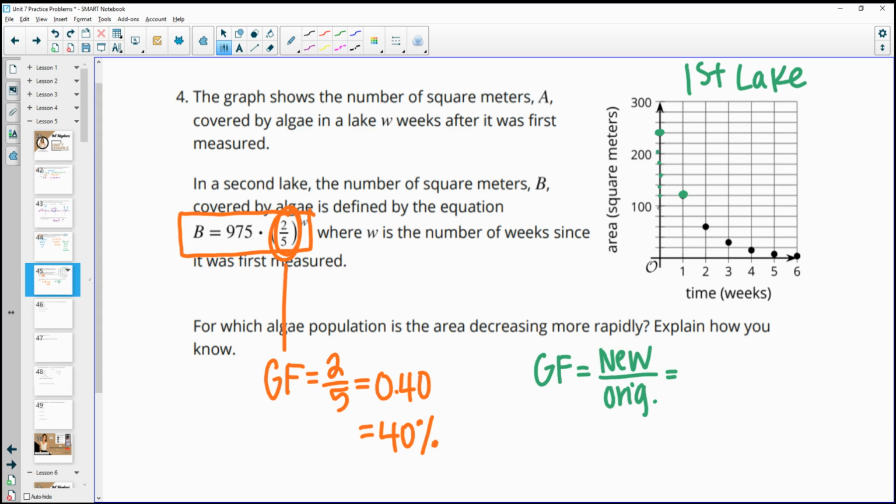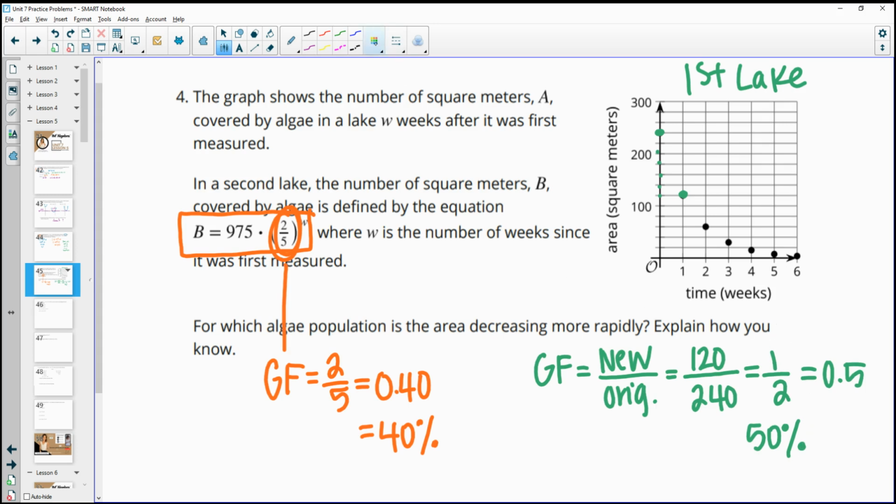So the new one, and if we look, this is 1, 2, 3, 4, 5. So 100 is split into 5. So each one is 20. So the new amount remaining is 120 versus the original amount was 240. And this simplifies to 1/2, which as a decimal is 0.5, meaning 50% of the algae is remaining after each hour.